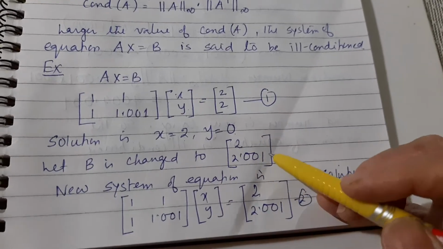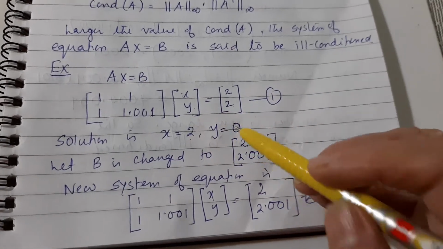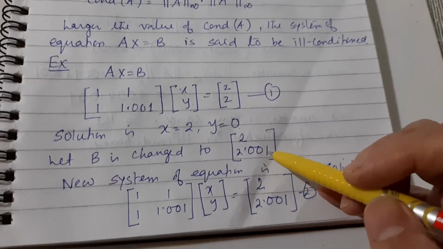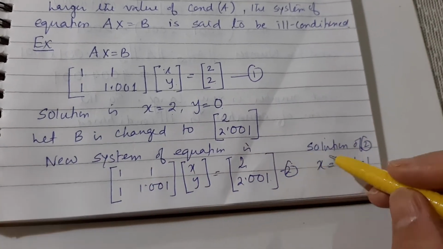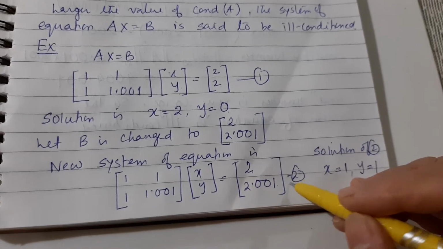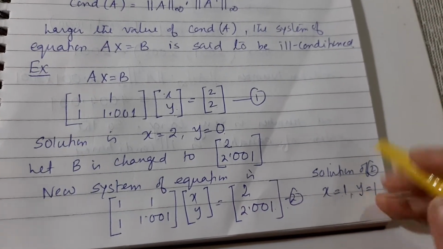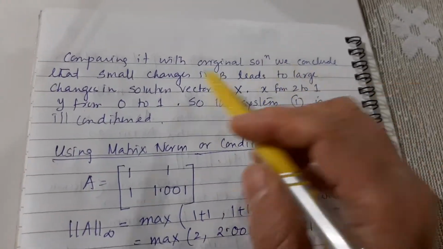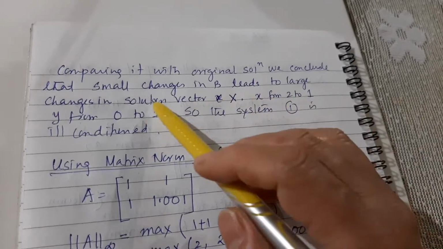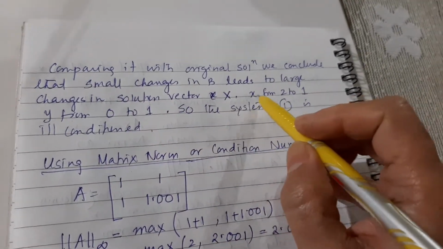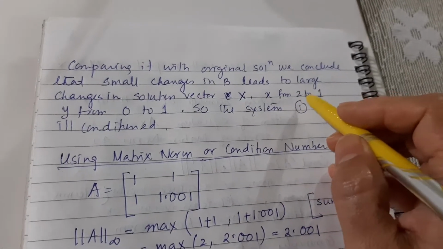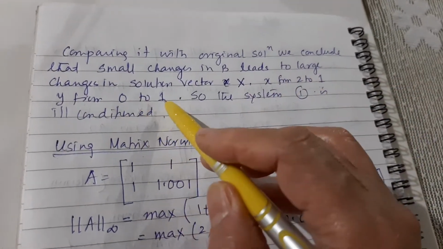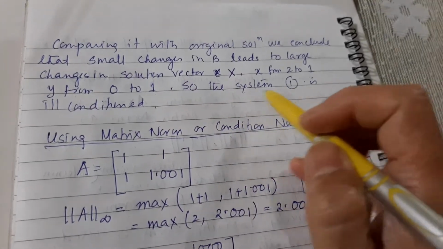Now, let us see whether it is ill-conditioned or well-conditioned. If I change B to 2 and 2.001, the new system of equations will be like this. And when I solve this new equation, I get the solution as x = 1 and y = 2. Now, if I compare it with the original solution, we conclude that a small change in B leads to a large change in the solution vector x. Why? x was originally 2, then it changes to 1. Similarly, y changes from 0 to 1. So, we can say that this system of equations is ill-conditioned.